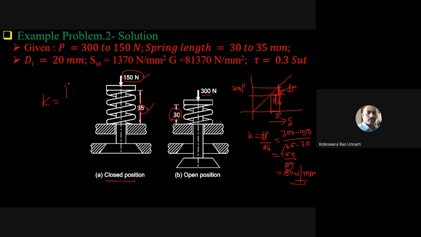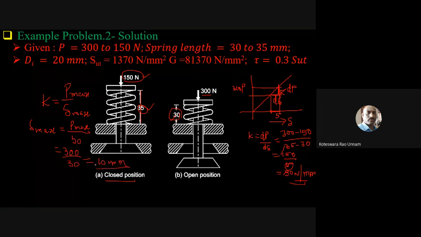But what is again the formula for k? K is nothing but p by delta. You can use this formula also, p by delta. So if I take p max, I need to write delta max. Now if I want to find the maximum deflection, that is nothing but your p max, the maximum load, divided by your k. K is 30 now, and p max is 300, divided by 30. Therefore the maximum deflection is going to be 10 mm. So delta is given as 10 mm.